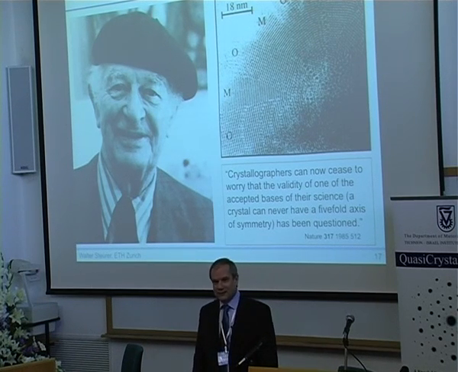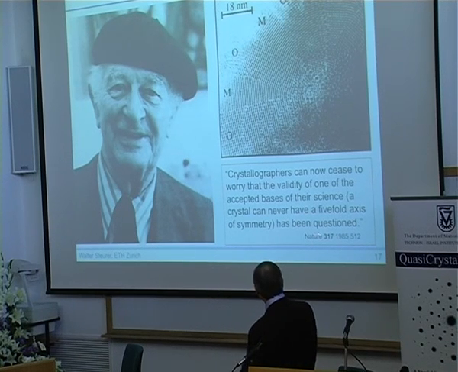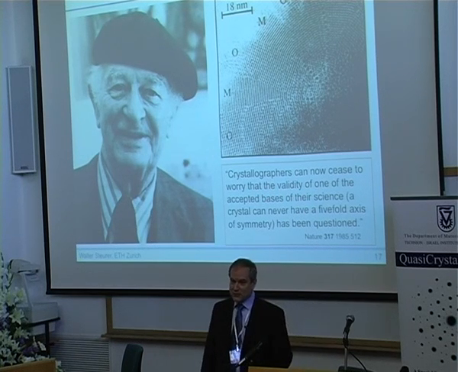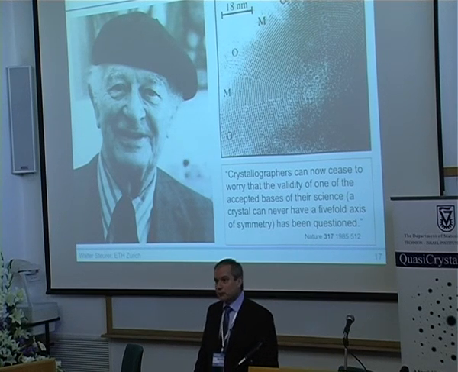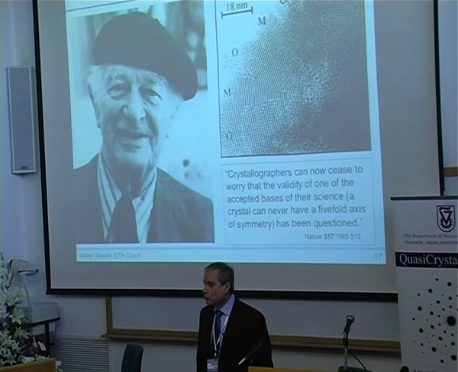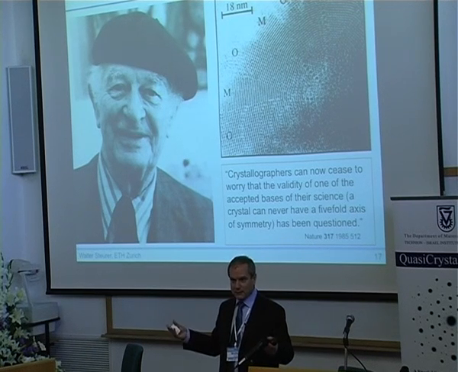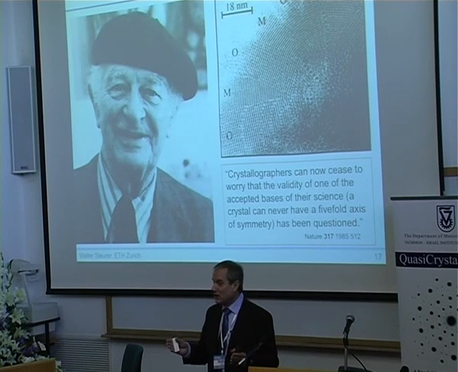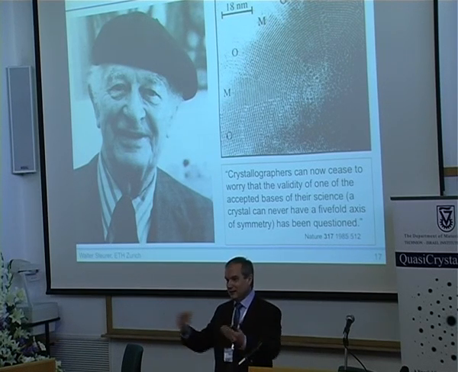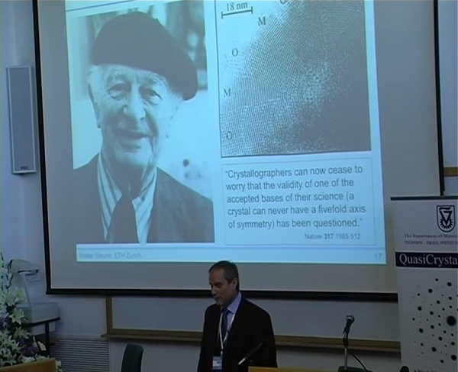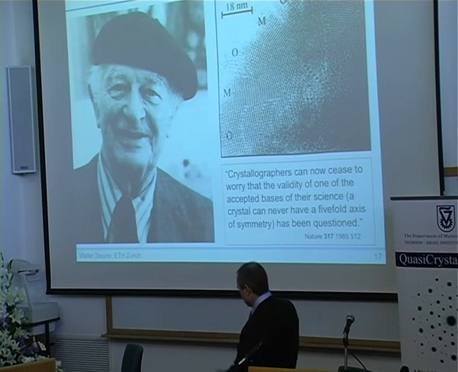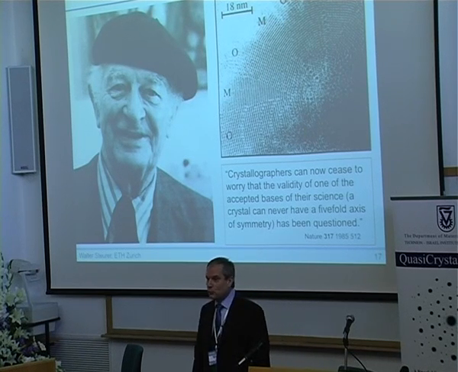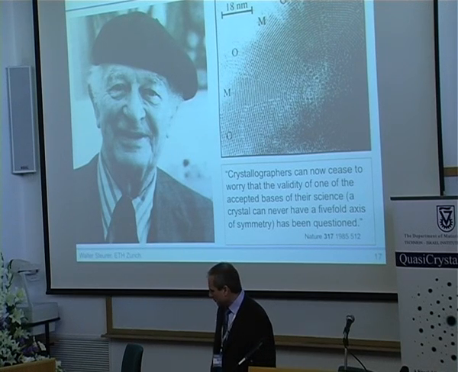And he wrote a couple of papers, for example one here in Nature, where he says, crystallographers can now cease to worry that the validity of one of the accepted bases of their science has been questioned. So this is a very hard statement, and Pauling explained the observations just by twinning models. And since the quality of quasicrystals became better and better, with diffraction spots sharper and sharper, he needed a larger and larger unit cell to explain these observations by twinning models. Well, of course, twins are known in this way, but we can clearly distinguish between twins and quasi-periodic structures.